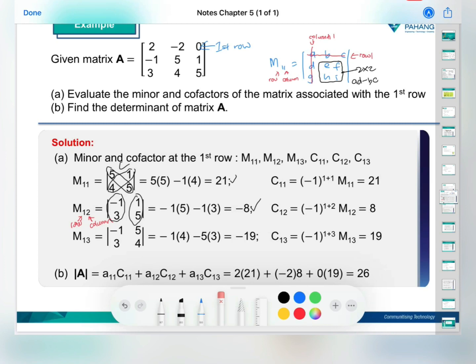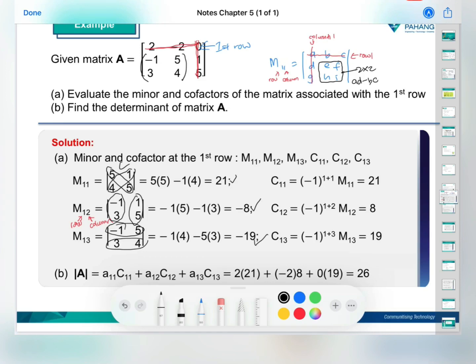Okay, lastly, M13 is when you eliminate row 1 with column 3. What's left is negative 1, 5, and 3, 4. So you do again AD minus BC for this 2 times 2 matrix, and you'll get negative 19. So this is how you find your minor: you omit or eliminate the associated row with the associated column.